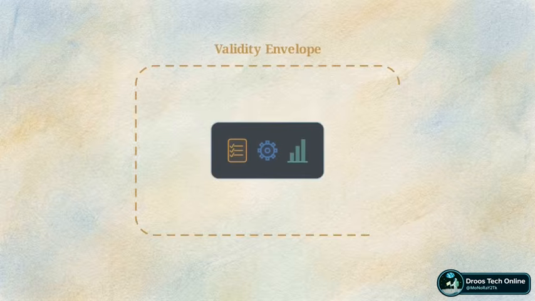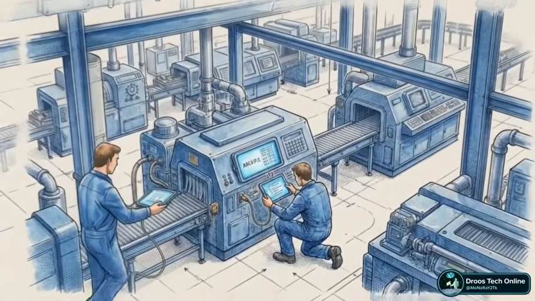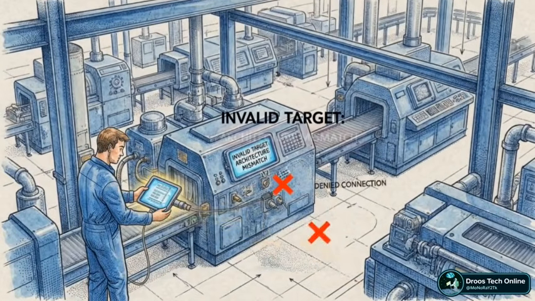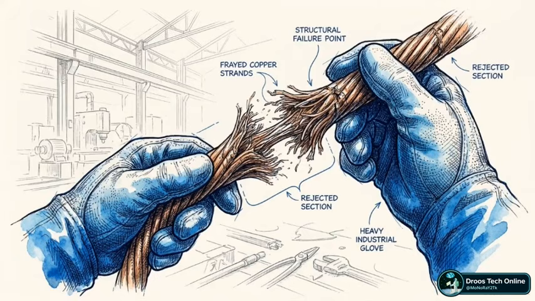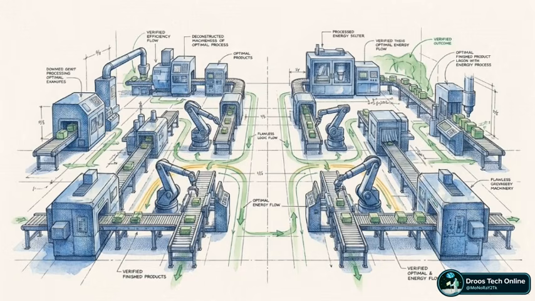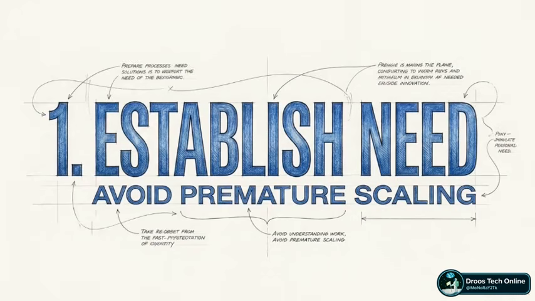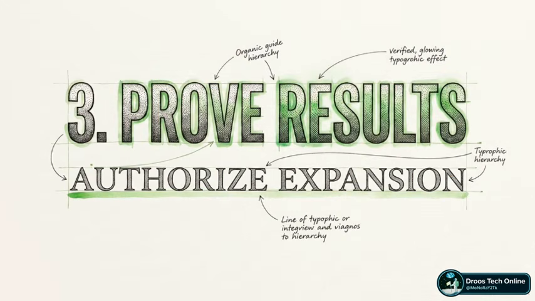We can scale this learning, but only within strict validity envelopes. This prevents a solution that worked on one production line from being incorrectly applied to a different process. By focusing on solving specific operational pain points, we move past the hype and toward measurable improvements in yield and energy use. Reaching a verified target state requires a specific sequence: purpose before technology, evidence before decisions, and verified outcomes before learning.